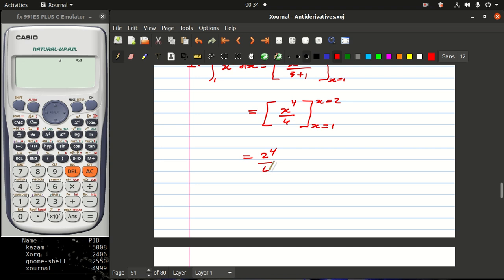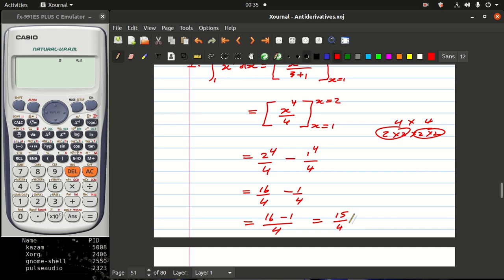So I'll have 2 raised to 4 over 4, minus 1 raised to 4 divided by 4, and then the final answer is going to be 2 times 2 times 2 times 2. This one is 4, this one is 4. 4 times 4 is 16, so we have 16 over 4, minus 1 over 4, and the final answer is 16 minus 1 all over 4, which is the same as 15 over 4. That is the final answer.